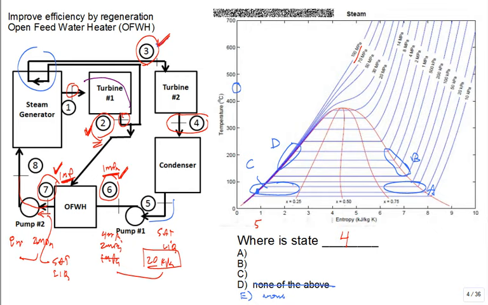That's correct. State 4 would be at that 20 kilopascal. It's the lowest pressure, right? And it's somewhere high quality. You want it in the high quality region. You don't want it low quality. Okay.